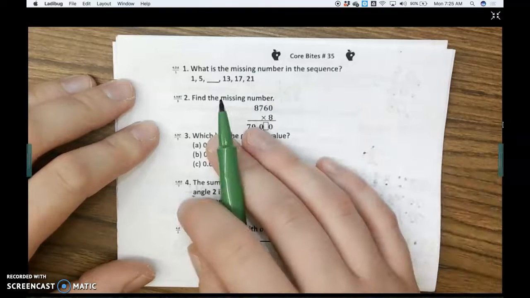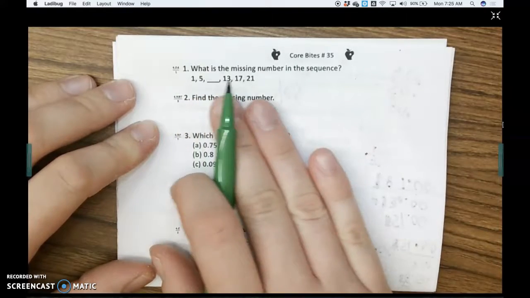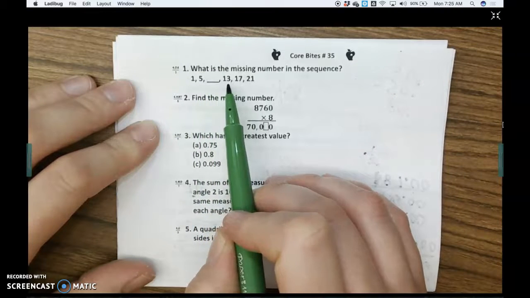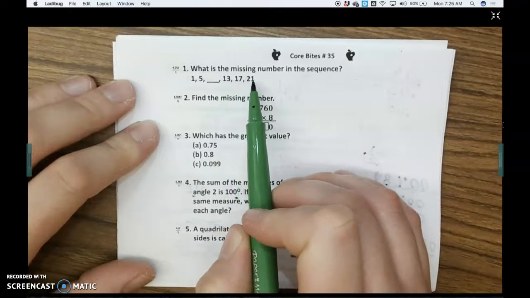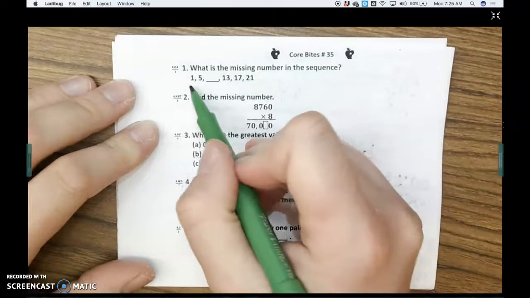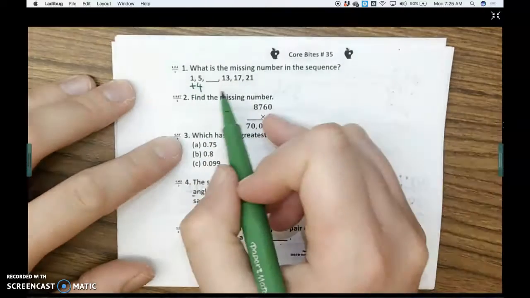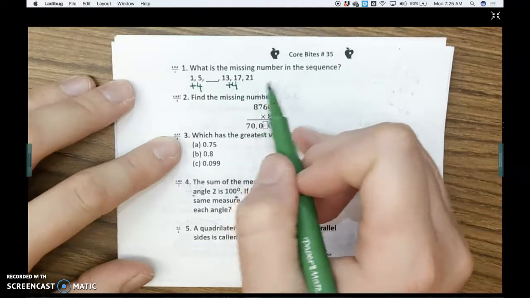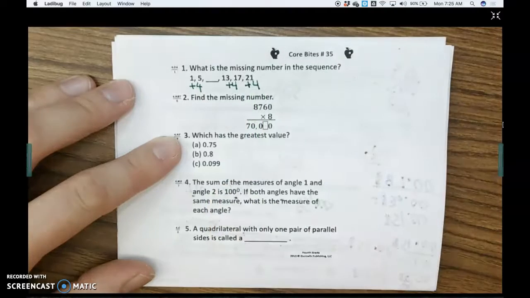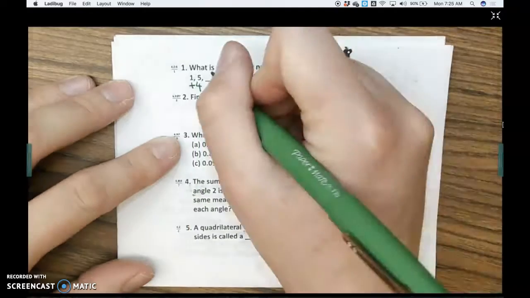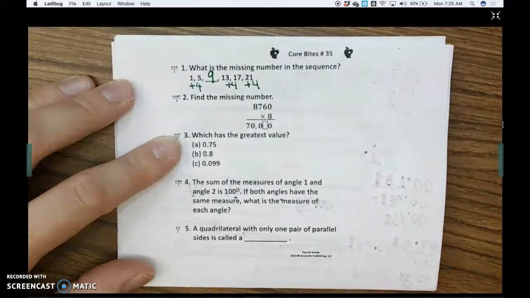So you've got to figure out what rule they're using to increase these numbers. So we have 1 to 5, 5 to blank, something to 13, 13 to 17, 17 to 21. So if you do some math and just see what you can figure out, 1 plus 4 gives you 5. All right, well, how do we go from 13 to 17? You would add 4. How do you go from 17 to 21? You would add 4. So your rule is to add 4. So if you take 5 and you add 4, you would get 9. So your rule is to add 4, and then that's how you find your answer.